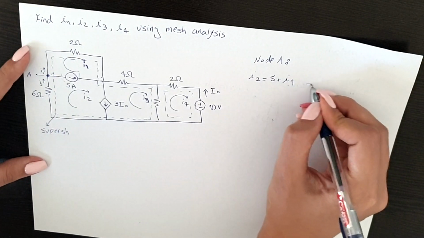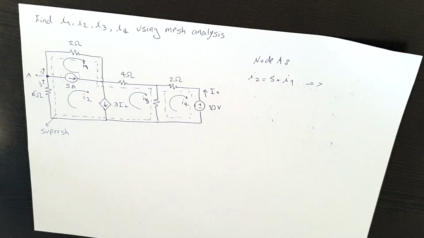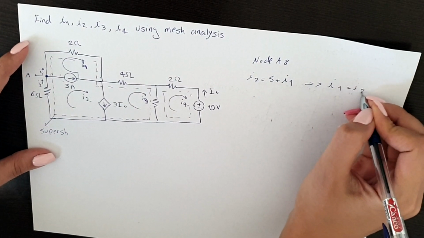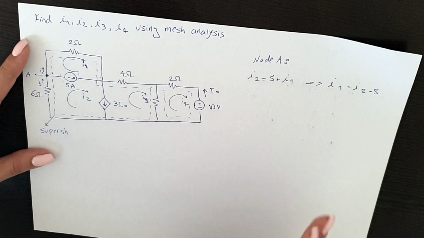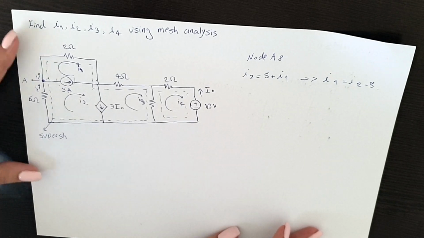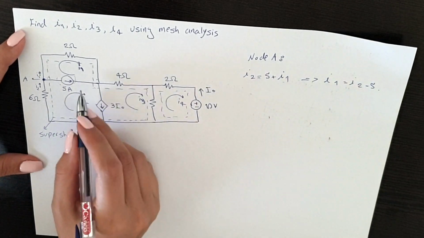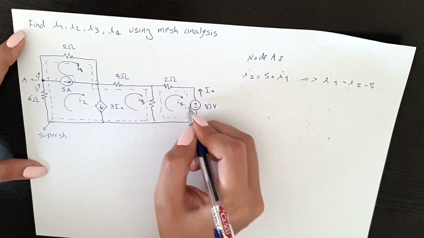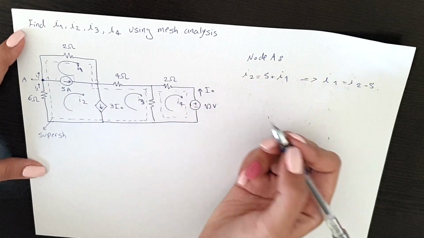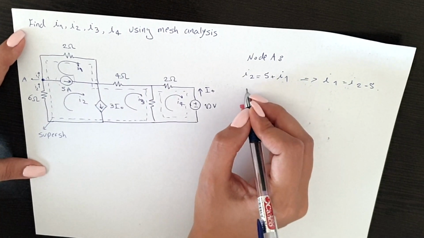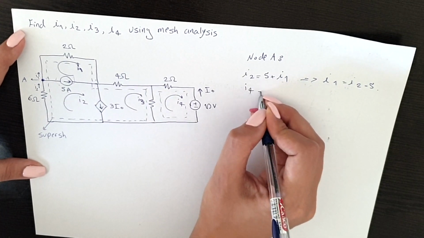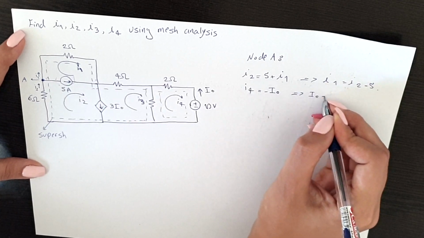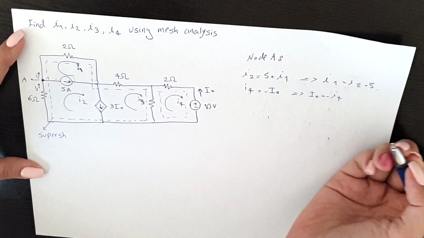So actually, that's what we have. Or we can say I1 is equal to I2 minus 5. It doesn't matter, whichever is going to be useful for us. And then what else? If we look here, we can see that we have I0, and our I4 is in the opposite direction of our I0. So we say I4 is equal to minus I0, or I0 is equal to minus I4.